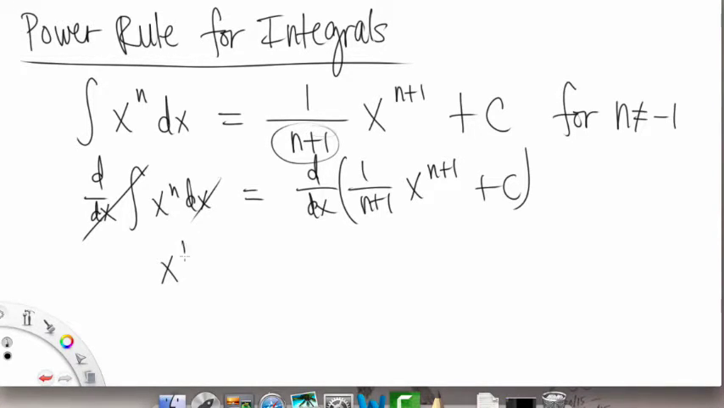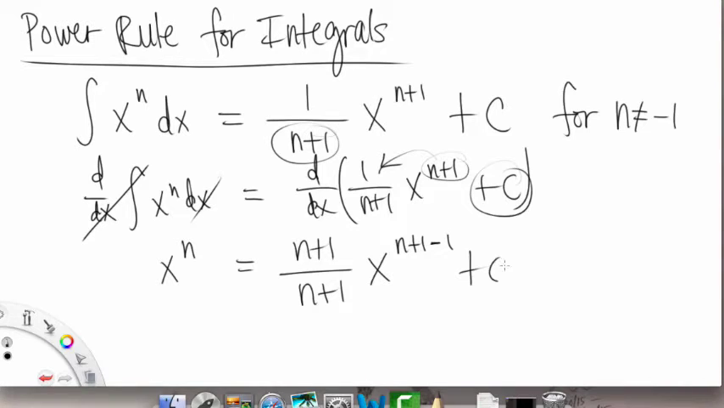So we just got out our x to the n. And then on the right side, according to the power rule, we're going to bring that guy down in front. So we have an n plus 1 over an n plus 1 that was already there times x to the n plus 1, and now we're going to subtract 1 from the power, and then this thing just goes to 0, so plus 0, okay?